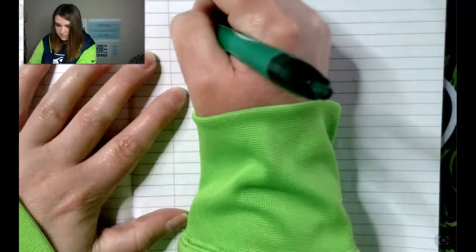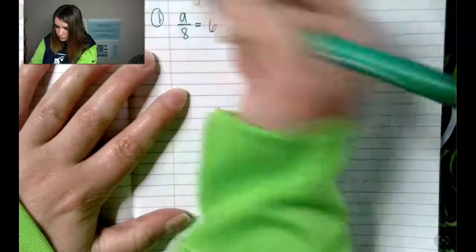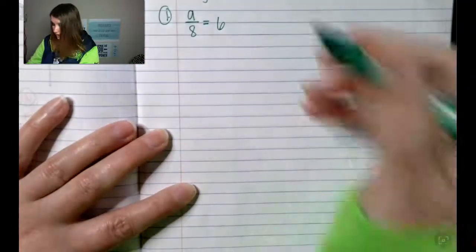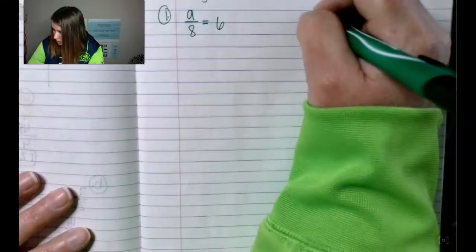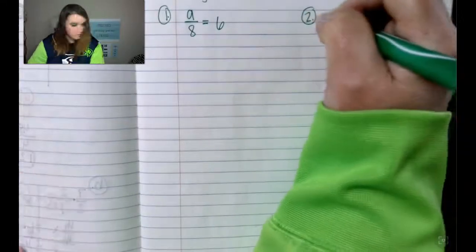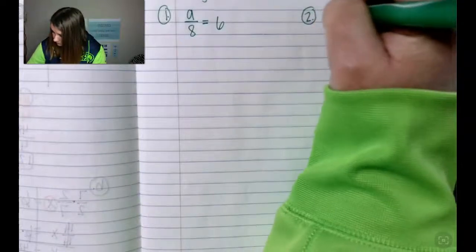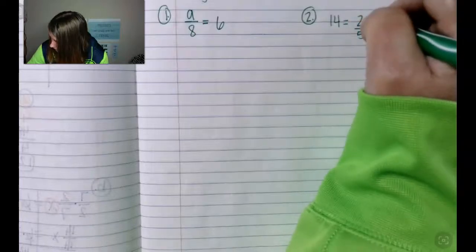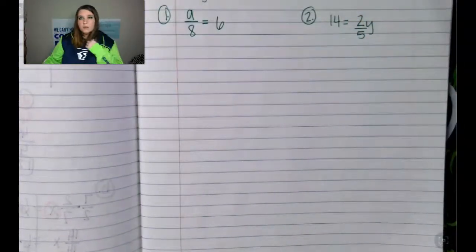A over 8 equals 6. So this is try it number 1. And then I'm going to give you one that looks like a fraction one so that you can check yourself on that one. Okay, so try it number 2 is 14 equals 2/5 y. All right, so go ahead and solve both of those.